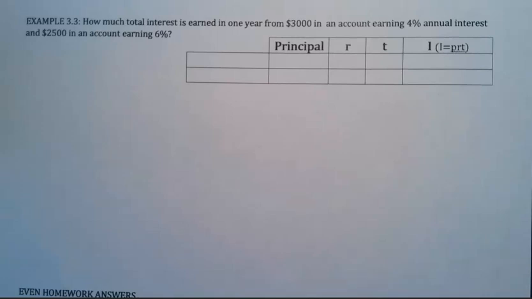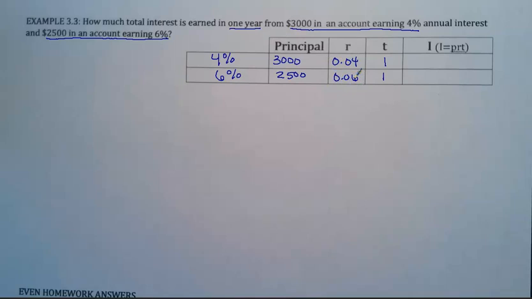Example 3.3. How much total interest is earned in 1 year? That's nice, so we know our time is 1 year. From $3,000 in an account earning 4%. This is so easy. I'm going to write 4% over here, but I need to make my rate a decimal, so 0.04. Annual interest. And $2,500 in an account earning 6%, which means my rate is 0.06. I don't have any unknowns, not a single one. That's why I said I saved this one for you.